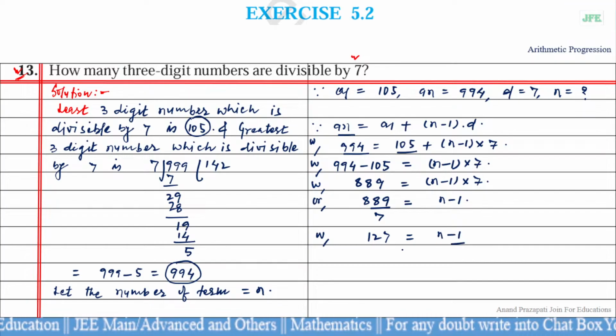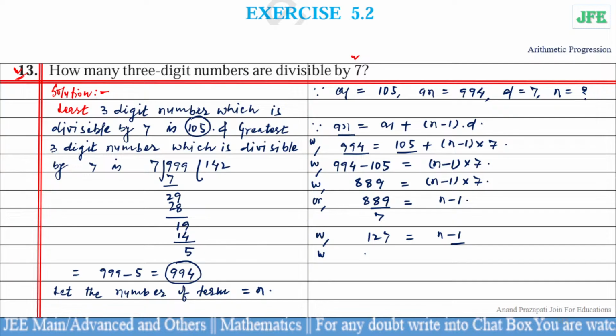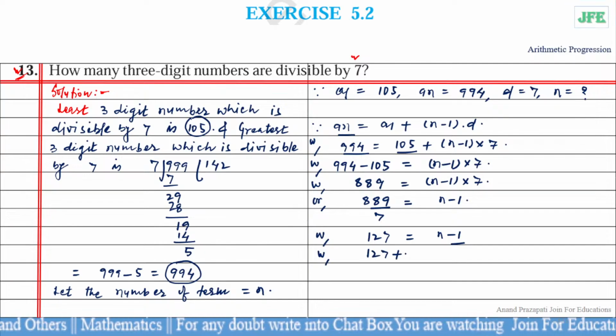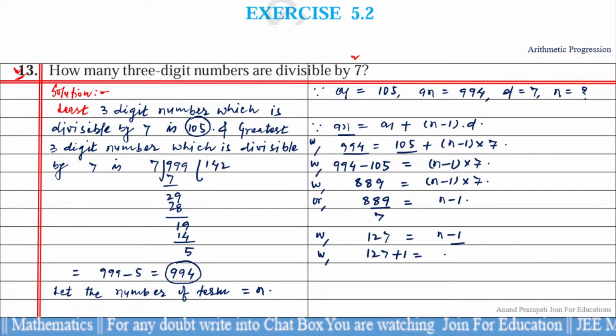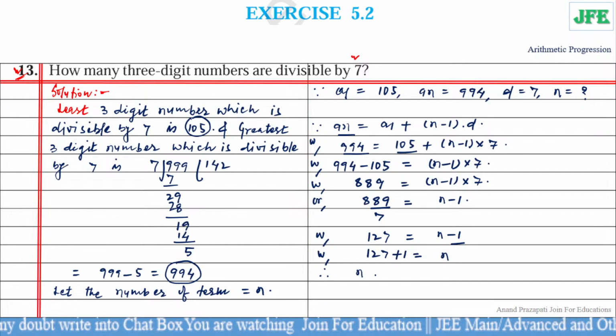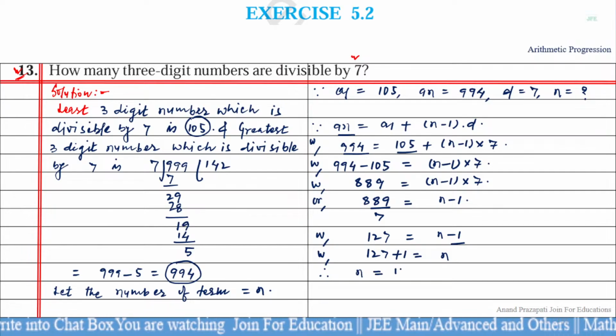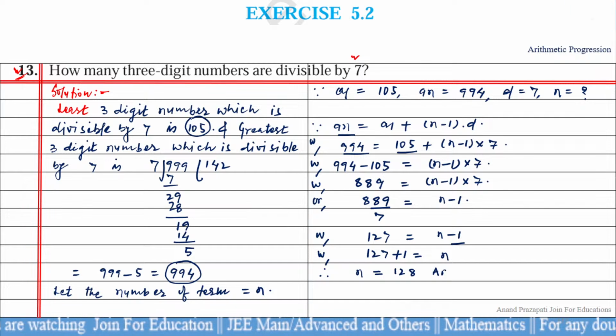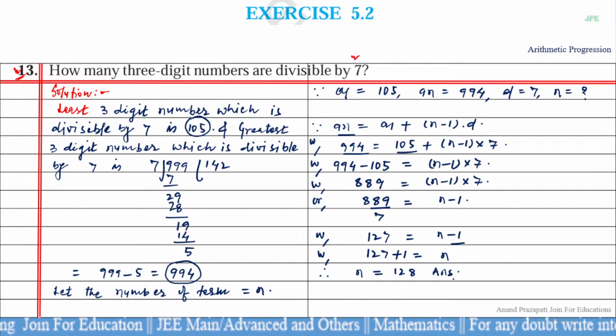When minus 1 moves to the left hand side, we get 127 plus 1 equals n. Therefore, n equals 128. So this will be the answer of this question.